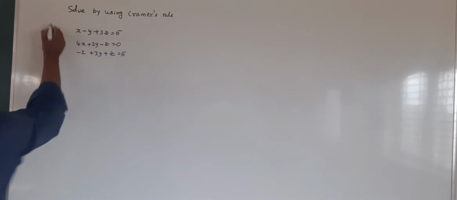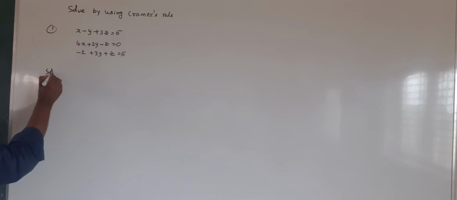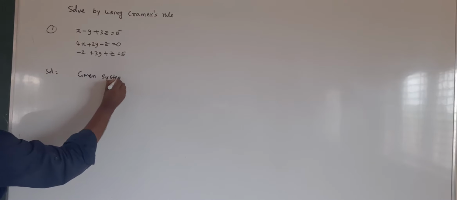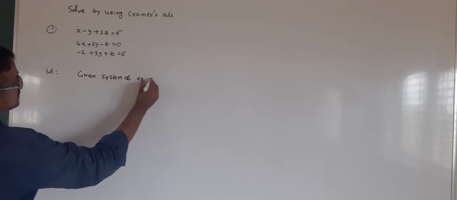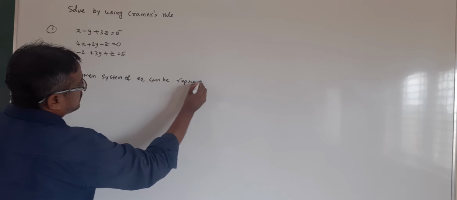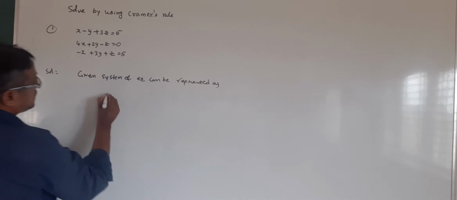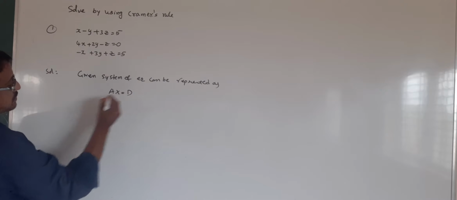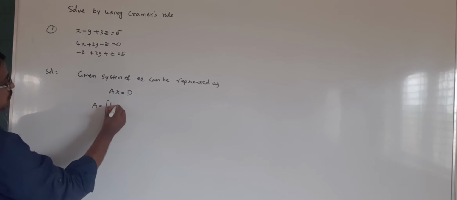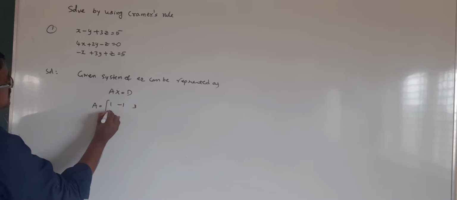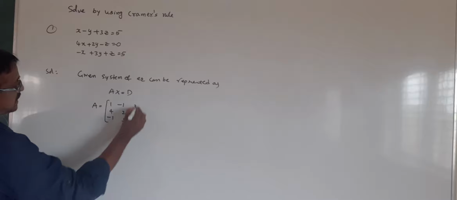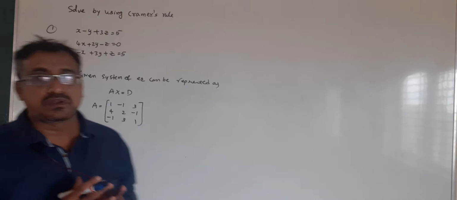Now see this, the given system of equations can be represented as AX is equal to D, where A is equal to the matrix 1 minus 1 3, 4 2 minus 1, minus 1 3 1. That is the coefficient matrix.